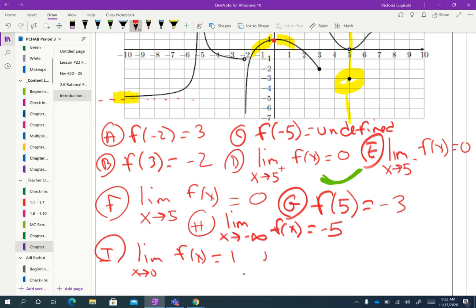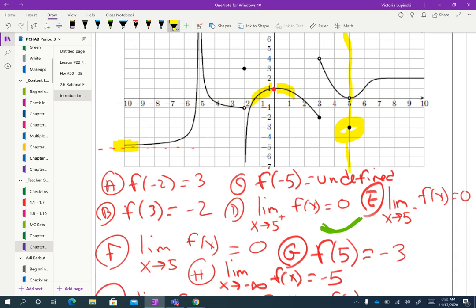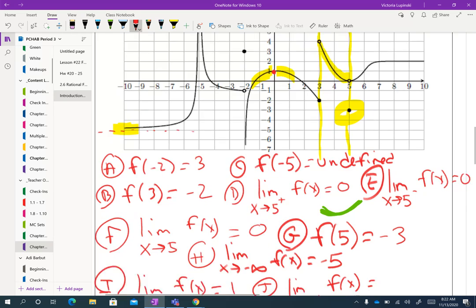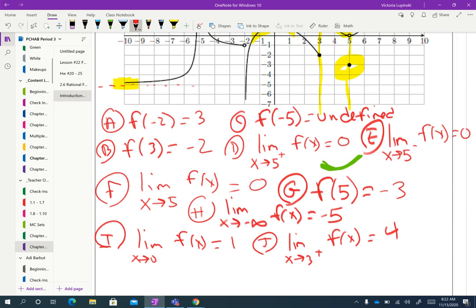value is. J, the limit as x goes to 3 from the right of f of x. So go to x equals 3. That's here. If you're doing a right-handed approach, it means you're coming up from this piece here. What y value are you getting closer and closer and closer to, even if you don't actually ever get there? That looks to me like it's 4.